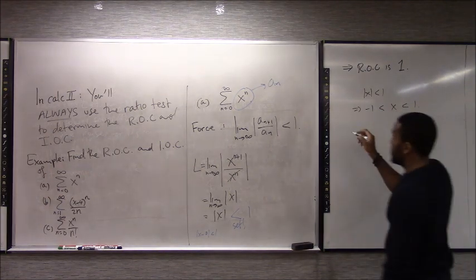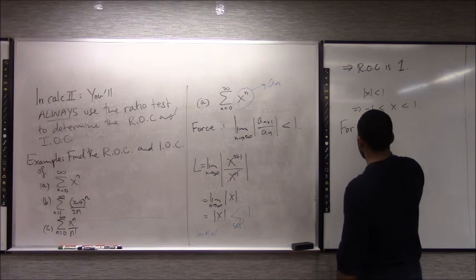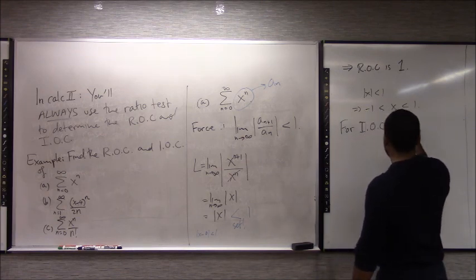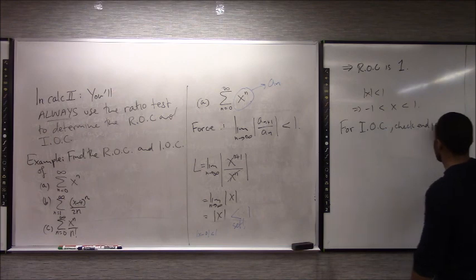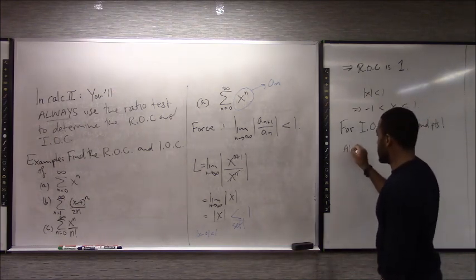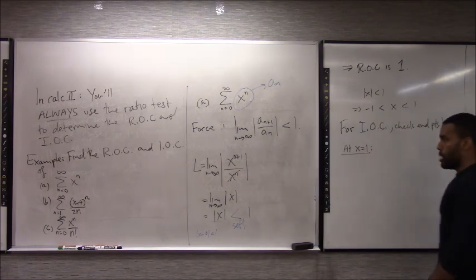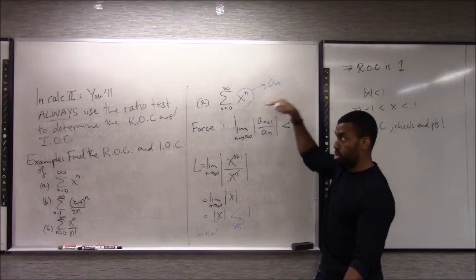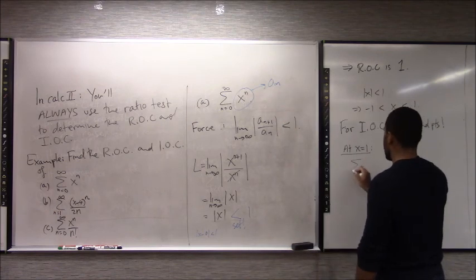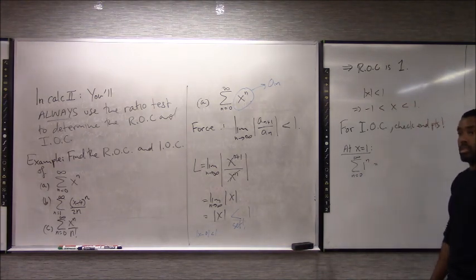Now, to find the interval of convergence, we're going to check the endpoints. So we're going to look at x equals 1. What happens at x equals 1? I'm going to go to the original series and plug in x equals 1. So the series would become the sum of 1 to the n, n equals 0 to infinity. Tell me about that series. Converges or diverges?